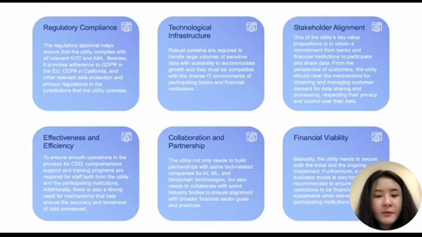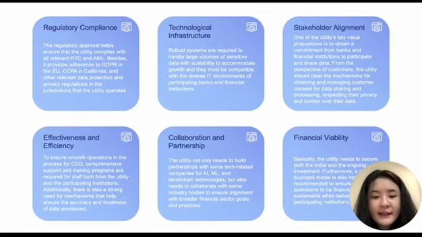To ensure smooth operations in the process for CDD, comprehensive support and training programs are required for staff both from the utility and the participating institutions. Additionally, there is also a strong need for mechanisms that help ensure the accuracy and timeliness of data processed.